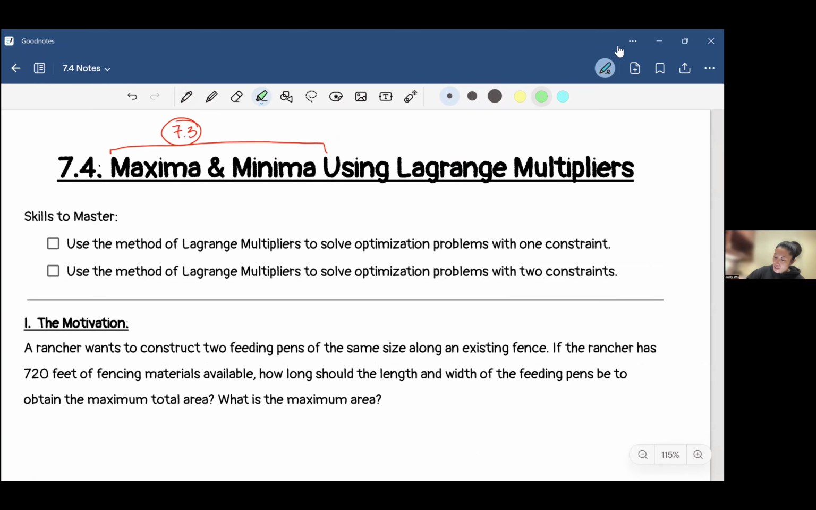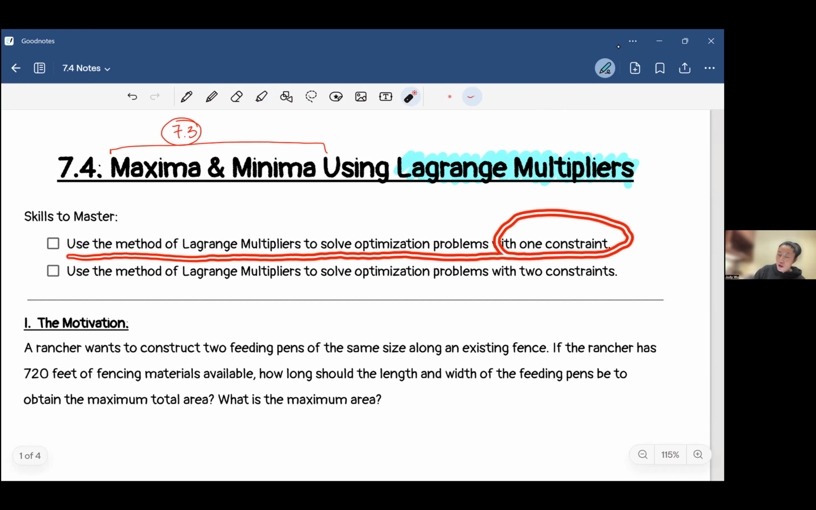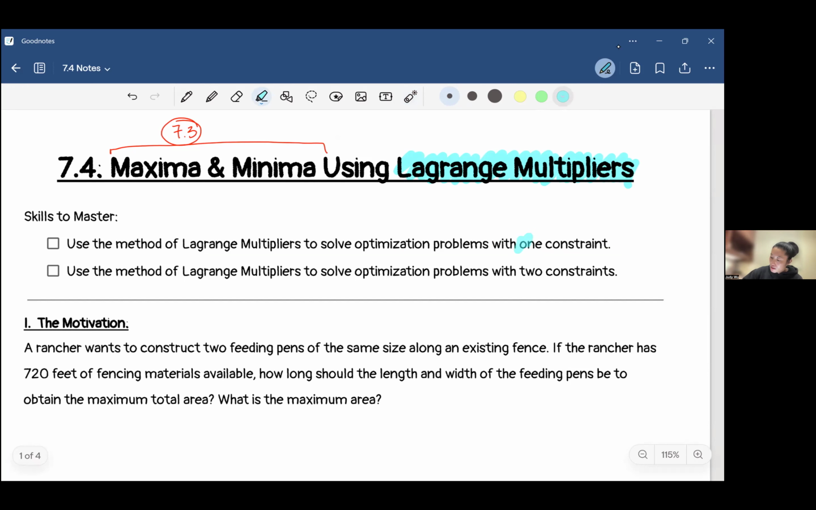Today, we're going to be focusing, however, on finding these maxima and minima using a different technique. This different technique is called Lagrange multipliers, and we are going to spend most of our time using the method of Lagrange multipliers to solve optimization problems with one constraint. The key here is that we're really going to be focused on the one constraint.